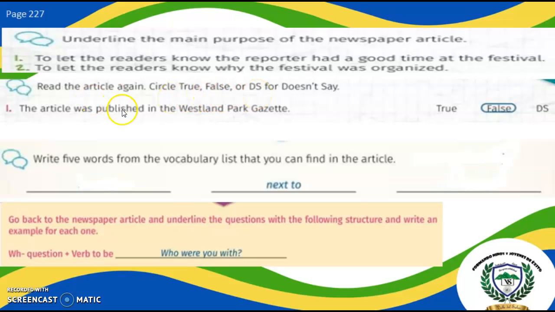Number 1, the article was published in the Westland Park Gazette. And the answer is false. Next to that, write 5 words from the vocabulary list that you can find in the article. And we have an example here. Then go back to the newspaper article and underline the question with the following structure and write an example for each one. You have here WH question, verb to be: who were you with?